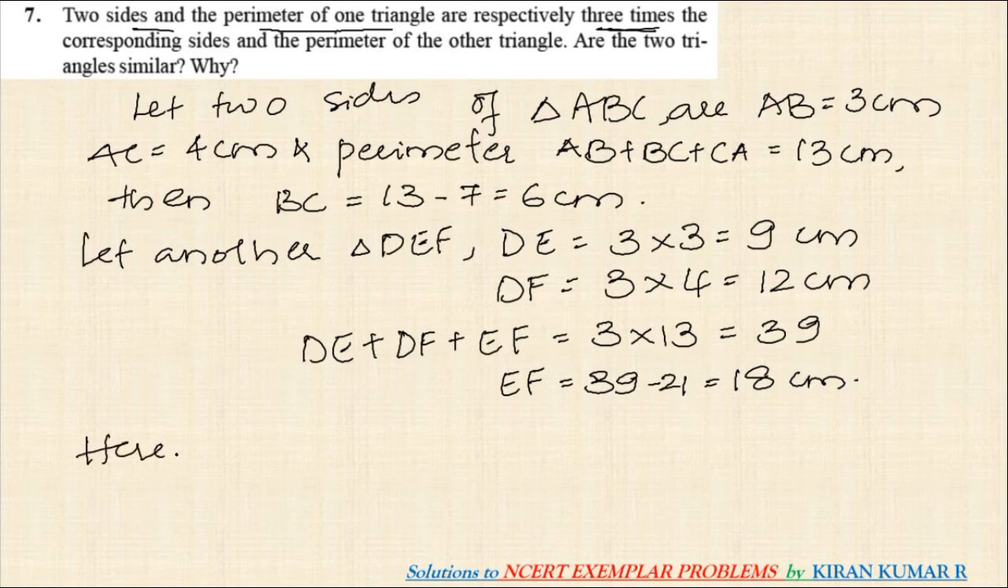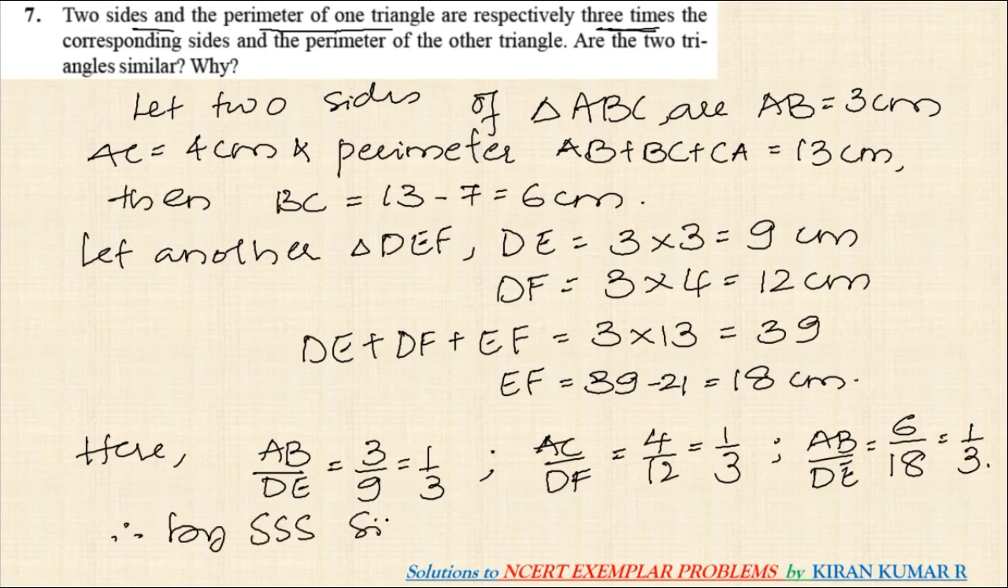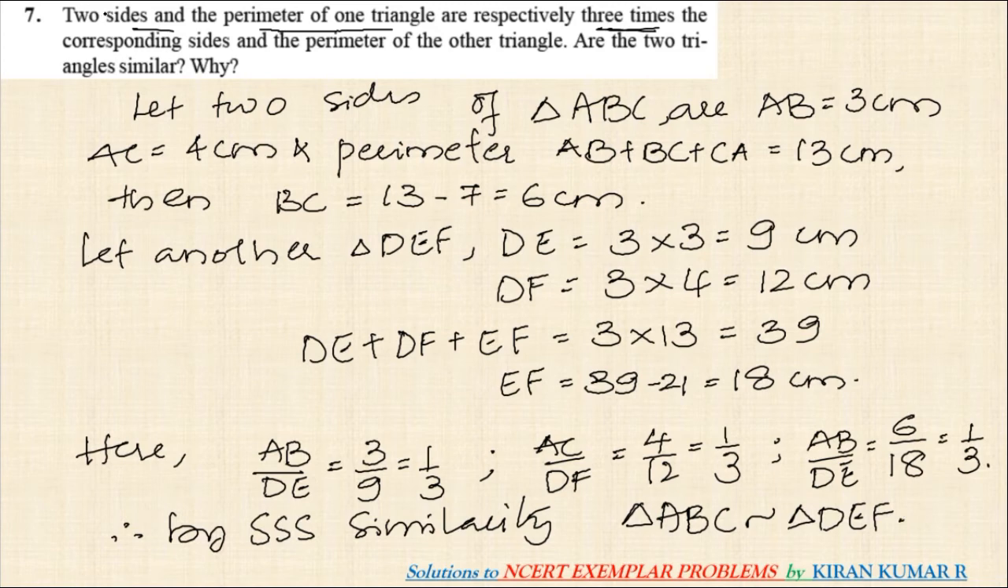Observe, if I consider the ratio AB by DE will be 3 upon 9, which is 1 by 3. AC upon DF is 4 by 12, again it is 1 by 3, and BC upon EF, which is 6 by 18, nothing but 1 by 3. All the ratios are equal here, therefore by similarity, I can say that the triangles are similar, triangle ABC will be similar to the triangle DEF. Therefore, the statement is a true statement. Hope with this example you must have understood it now.